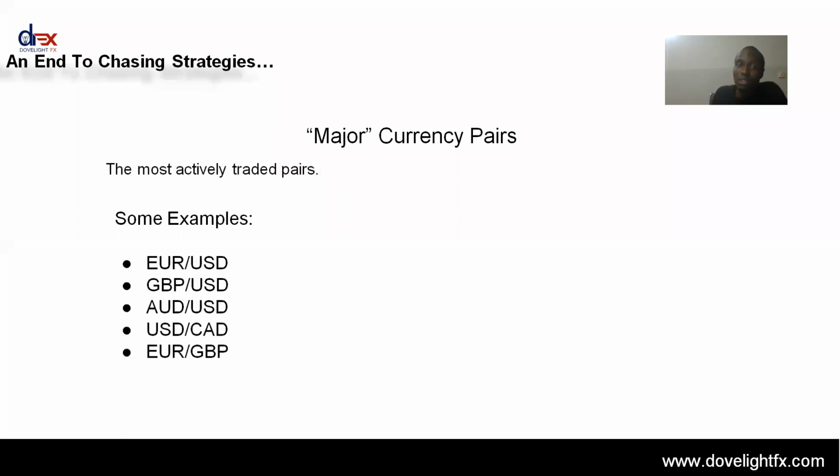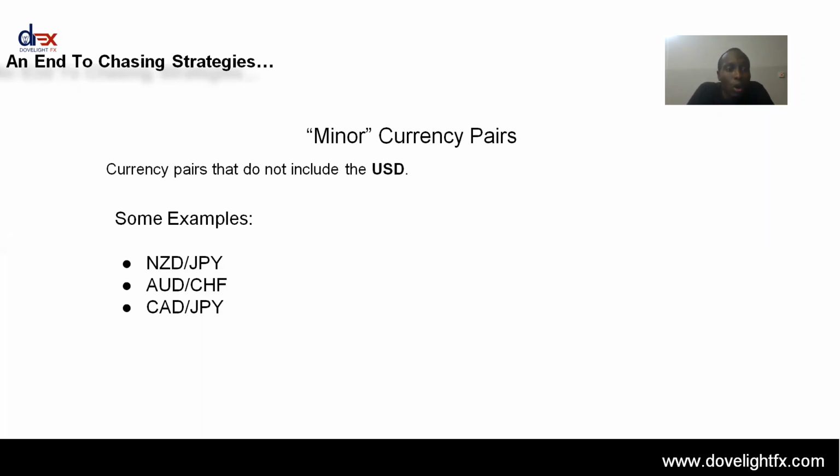And then, someone might say, yes, there are those pairs that have what? The USD. Okay, so we have what? Currency pairs that do not include the USD, which are our minor pairs. Minor pairs are currency pairs that do not include the United States dollar. The United States dollar is actually the major economy in the whole world. Yes, they are the world power, so-called. So we say that the minor currency pairs are currency pairs that do not include the USD, which we can see is the NZD JPY, AUD CHF, CAD JPY.